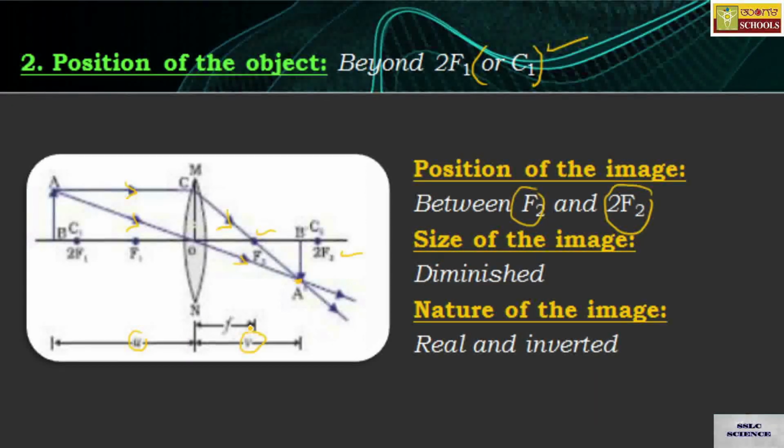The size of the image is diminished, which is not point size. Compared to the previous one, this is a bit larger, but the size is still diminished. The nature is real and inverted. So how to plot this?